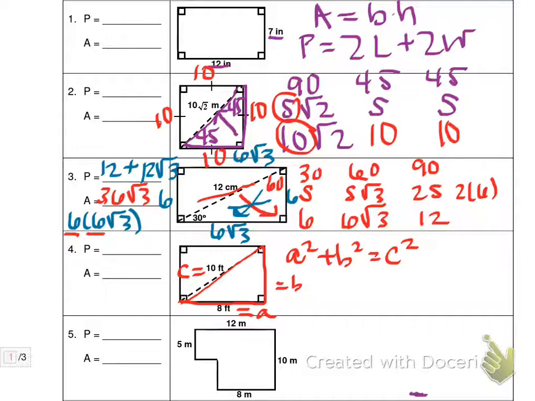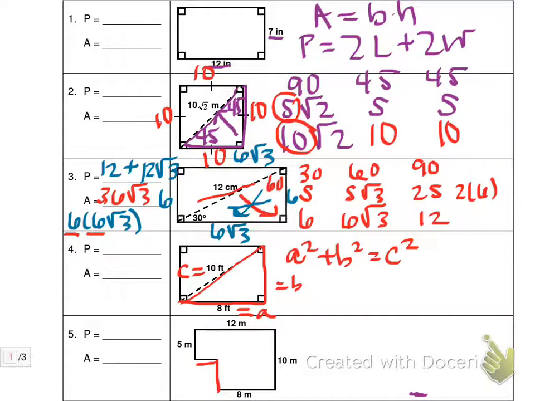To find the area and the perimeter of number 4, you're going to have to find out what b is, and then from there you can find your area and perimeter. Number 5 asks for the area and the perimeter. So if we look here, we need to find out what these two are in order to figure that out. These two little sides right here.